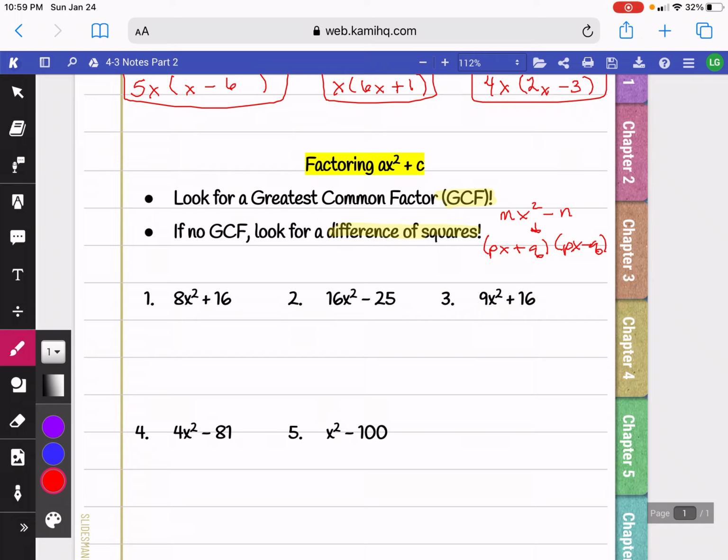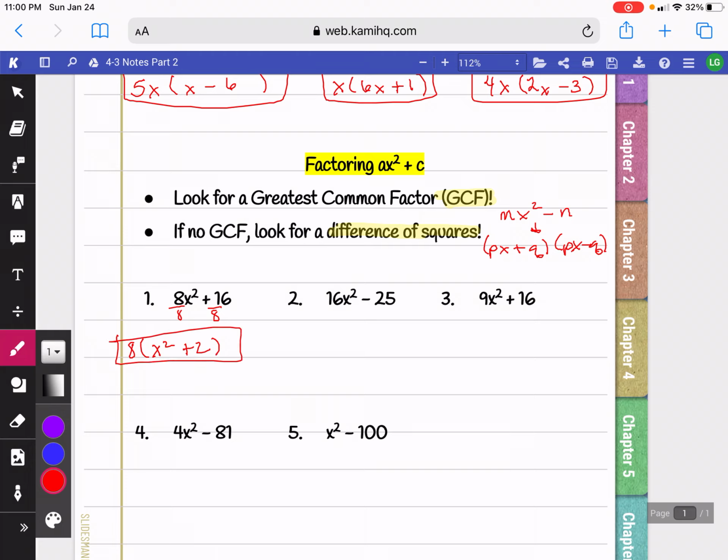So in number 1, if you're looking for a greatest common factor, 8 and 16 can both be divided by 8. But here, the 16 doesn't have a variable, so I can't factor out an x like in the other problems. So I'm only going to factor out an 8. So I can divide by 8 to see what goes on the inside. So 8x squared divided by 8 is just x squared, and 16 divided by 8 is 2.